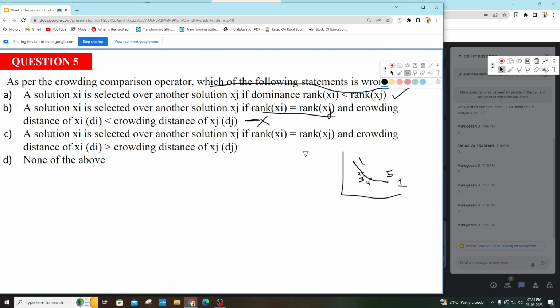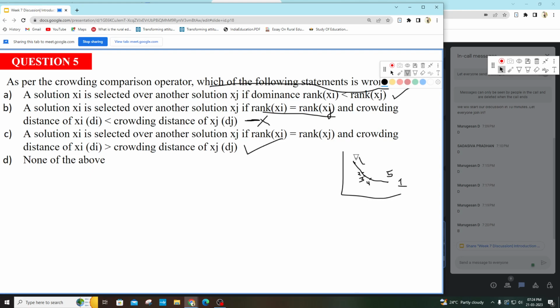So the point which has more crowding distance, we are preferring that. So this is a wrong statement. Let's see statement C. A solution xi is selected over the solution xj if rank of xi equals rank of xj, that is true, and crowding distance of xi, di, is greater than crowding distance of xj, dj. So this is a true statement that I have already explained to you.